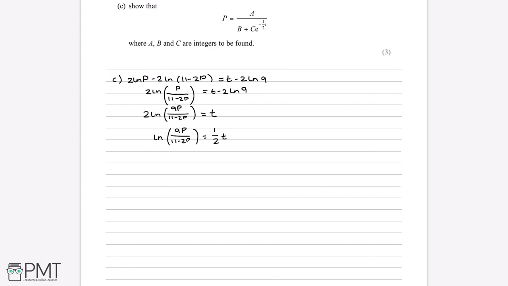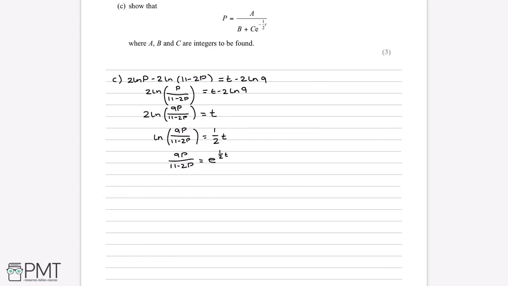So e to the power of log of 9p over 11 minus 2p is equal to just 9p over 11 minus 2p, because that's what happens, they cancel. And here we have e to the power of a half t.